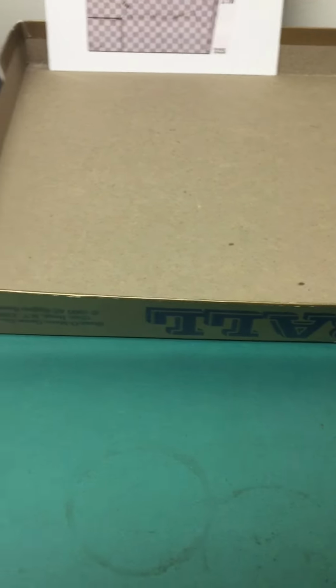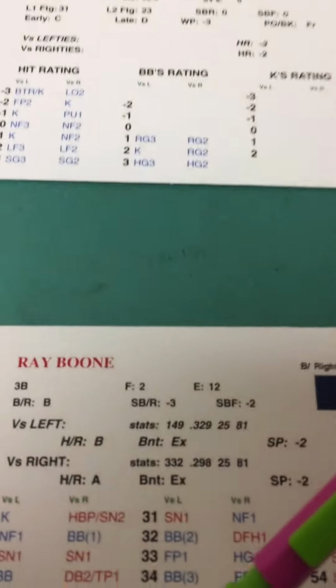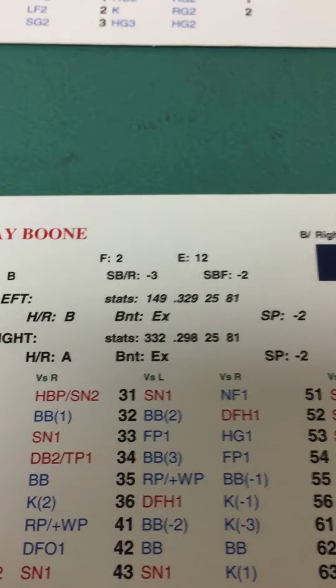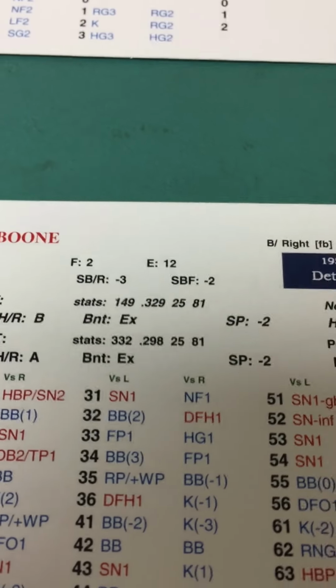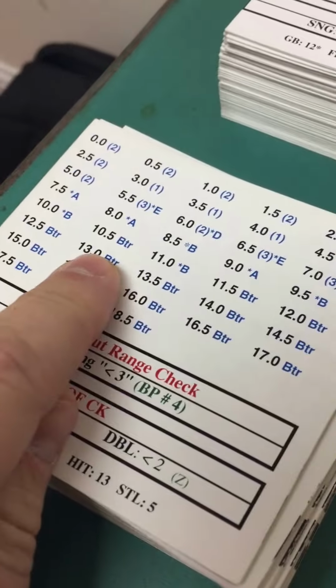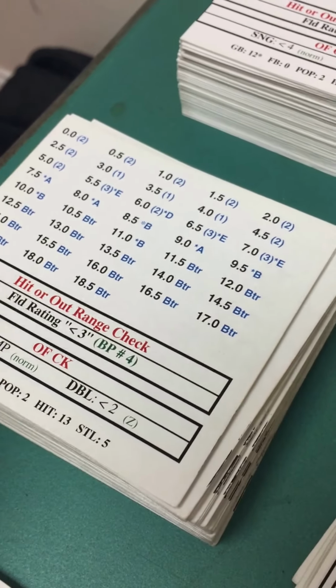So 36. We go down here and boom, we see a deep fly H1. So this is a deep fly check. Since it's red, Score has a chance to block this. Boone's a 10.5. So we're going to flip it and look here, and we see a 10.5 batter. So that means he gets to do the home run check here.